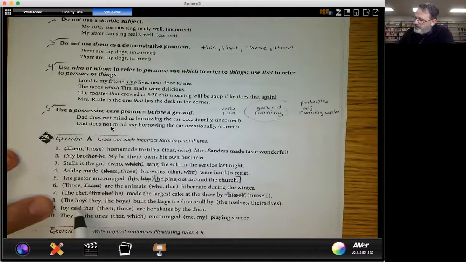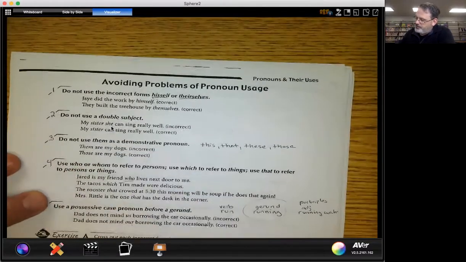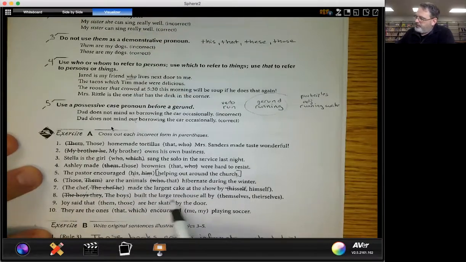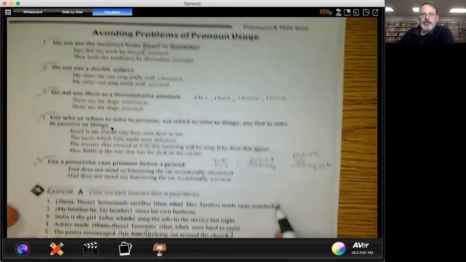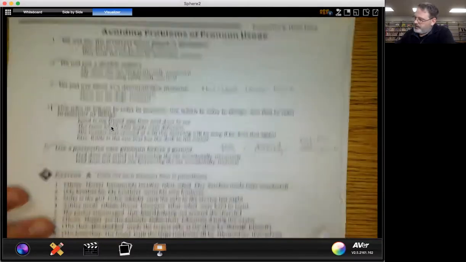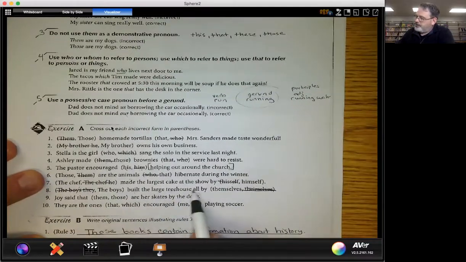Number 8, the boys they or the boys, well, double subject, don't use them. Get rid of the boys they. So the boys built the large tree house all by themselves or their selves. Well, if you remember, their selves is not a word, so let's get rid of it. They built the large tree house all by themselves.